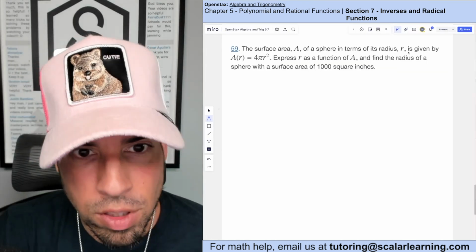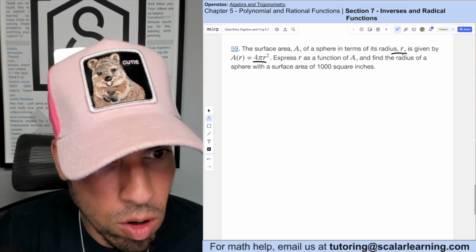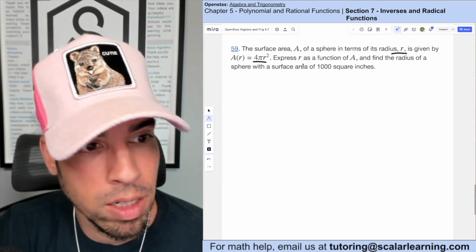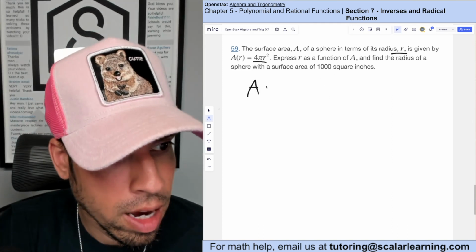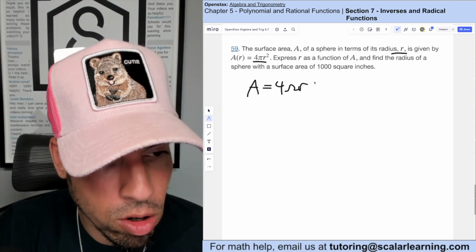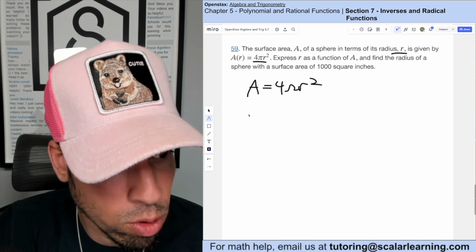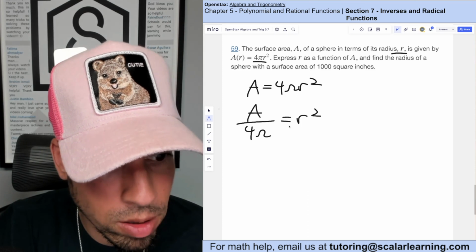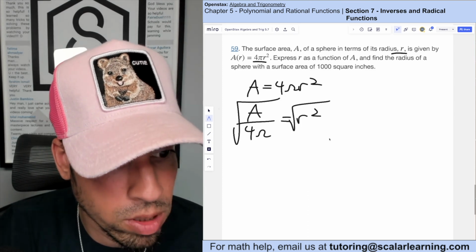The surface area of a sphere is given by this equation where r is the radius. And now we want to express r as a function of a, basically meaning we isolate r. So let's say a equals 4 pi r squared. So first I'm going to divide by 4 pi. A over 4 pi equals r squared. Last step, we're going to take the square root of both sides.